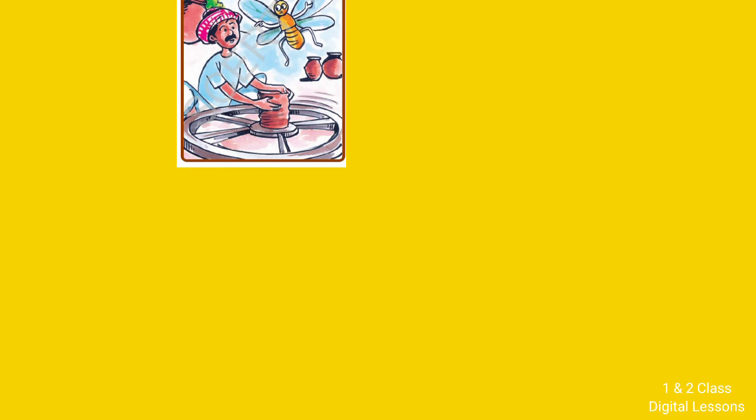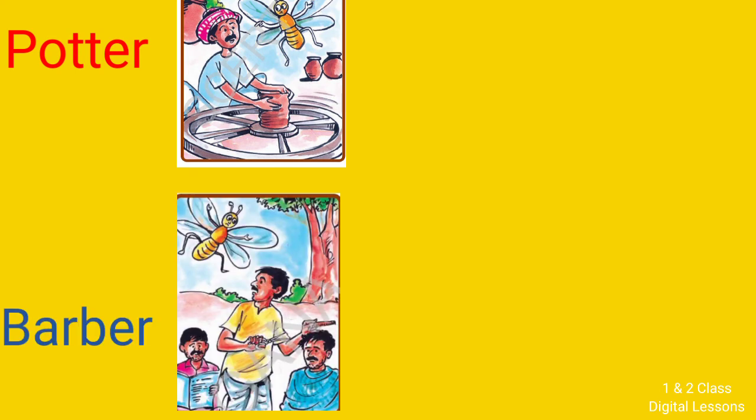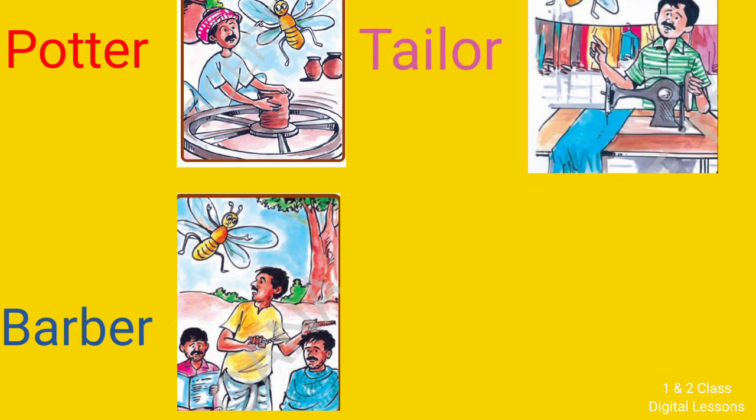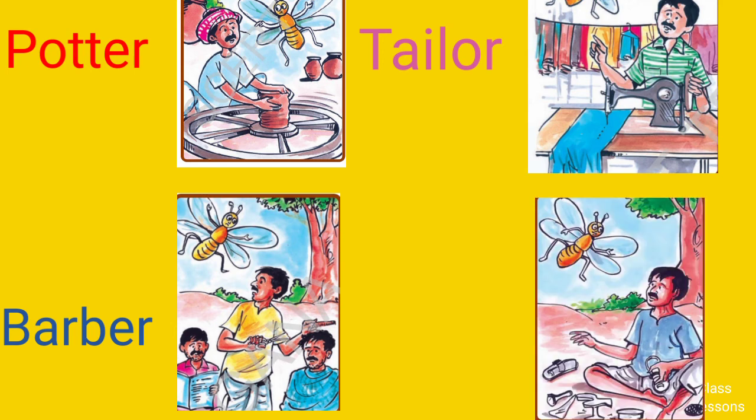In this lesson, we saw a potter, he makes pots. Barber, he trims our hair. Tailor, he stitches our dresses. Cobbler, she makes shoes. Okay.